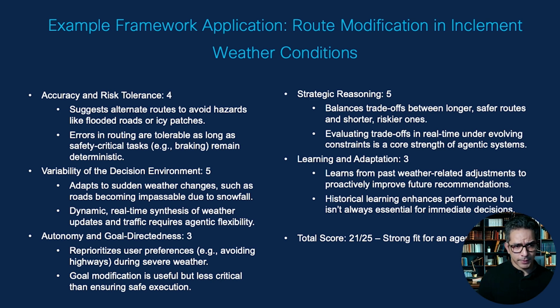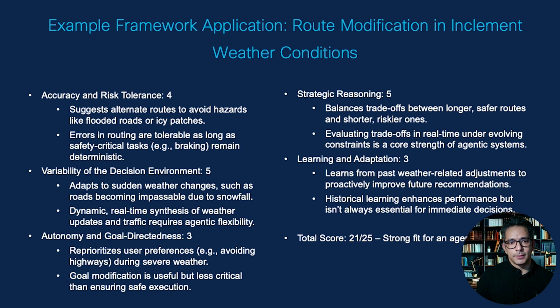Autonomy and goal-directedness, I've given it a score of 3. It can reprioritize user preferences, for example, avoiding highways during severe weather. And goal modification is useful, but less critical than ensuring a safe drive. Strategic reasoning, I've given it a score of 5, balances trade-offs between longer, safer routes and shorter, riskier ones, and evaluates trade-offs in real time under evolving constraints, which is, of course, a core strength of agentic systems.